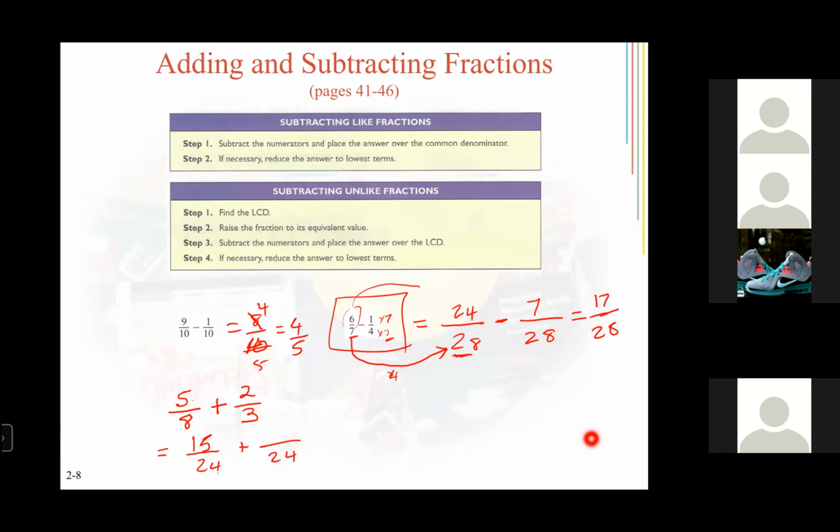And then what would be the numerator for 2/3 when you change it to a fraction out of 24? The denominator was multiplied by 8, so you have to be consistent with the numerator, which gives 16. All right. So you multiply 3 times 8 to get 24, so you have to multiply the 2 by 8 to get 16. So when you add that together now, you're going to end up with 31 over 24.